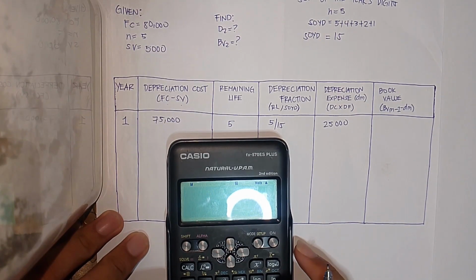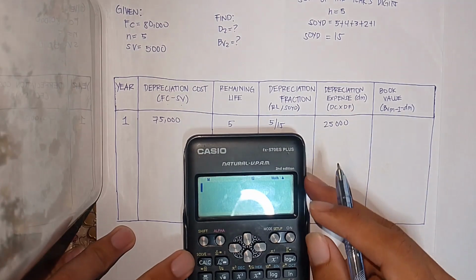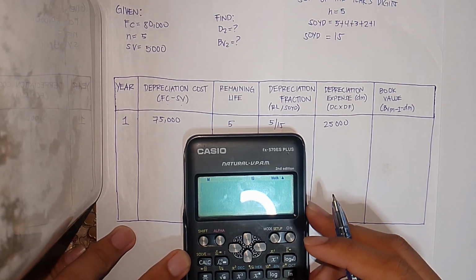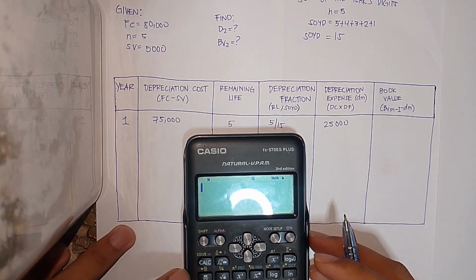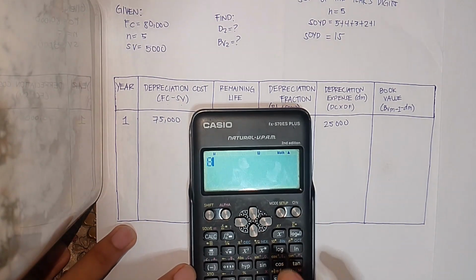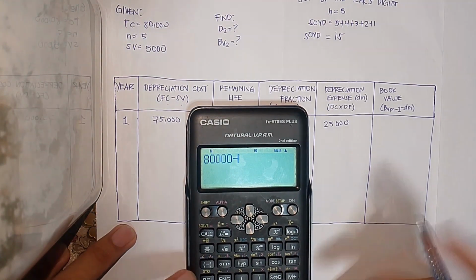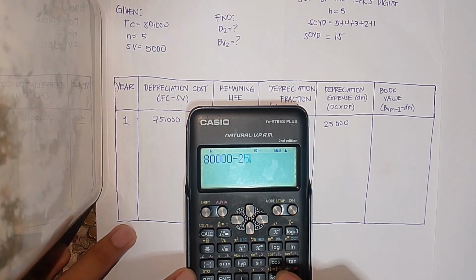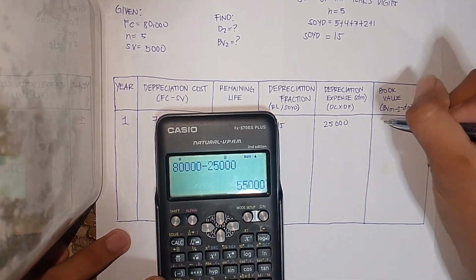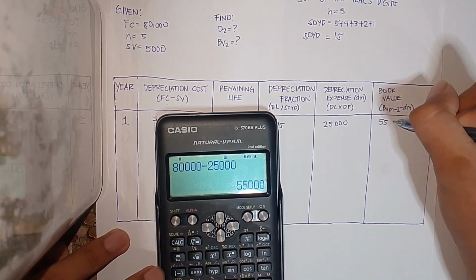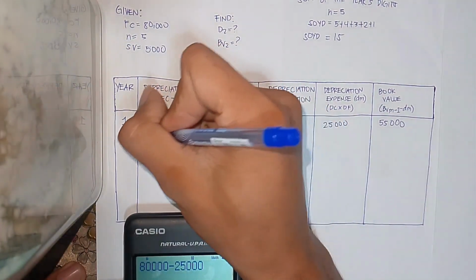Also, to get the book value, we need to subtract the depreciation expense from the first cost, which is 80,000 minus 25,000. So our book value for year 1 is 55,000.